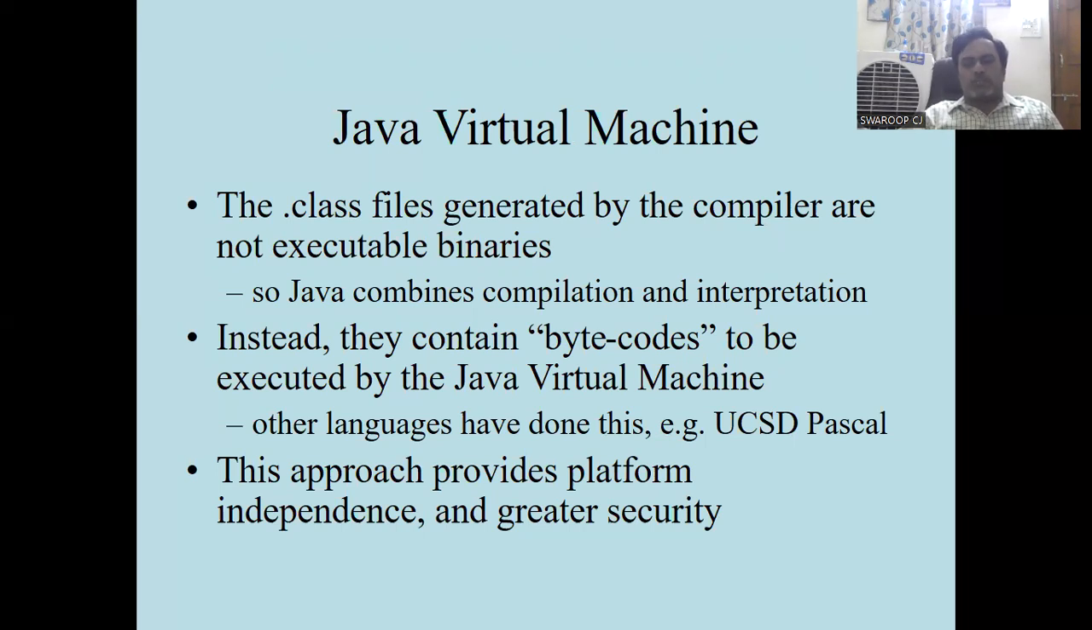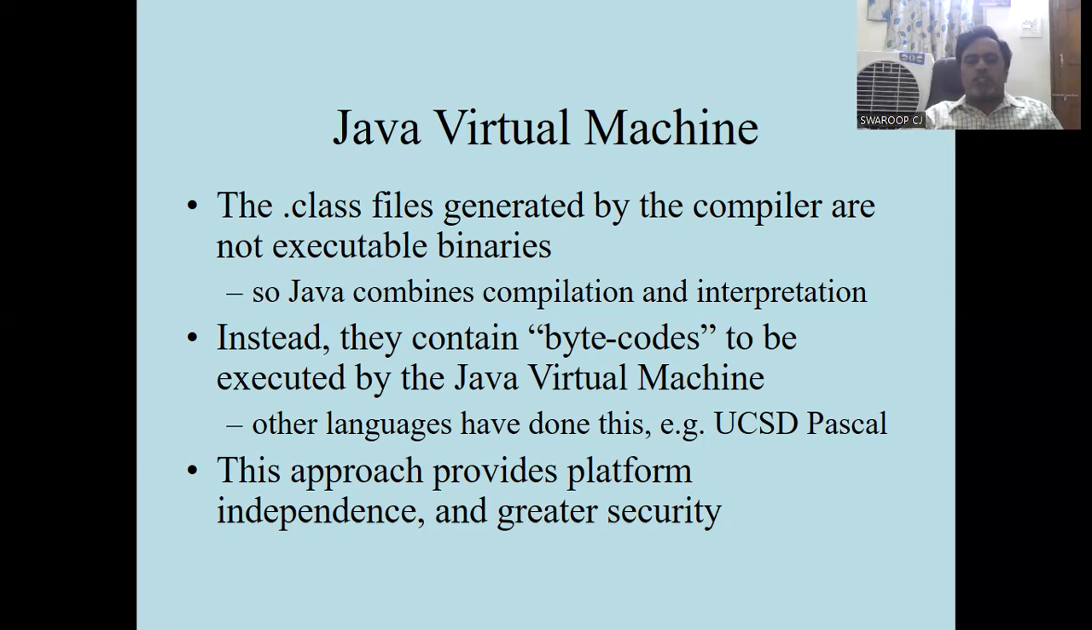Because the class file contains bytecode, it cannot be executed directly. So who will execute the bytecode? The bytecode will be executed by the Java virtual machine. Different languages have different types of virtual machines. The basic purpose of the Java virtual machine is that the code generated after compilation of a Java program cannot be executed directly because it is bytecode. That's why we take the help of the Java virtual machine, which helps us execute the bytecode and generate the output.